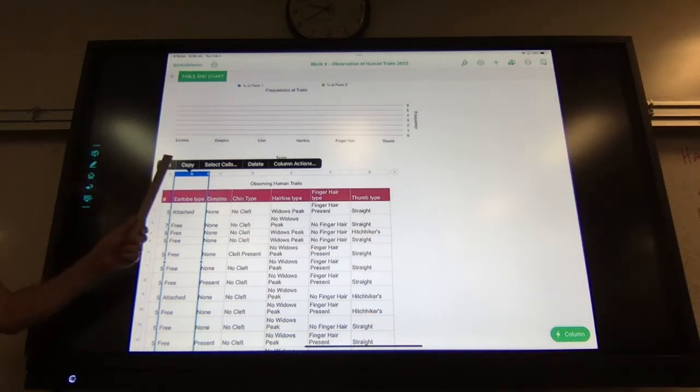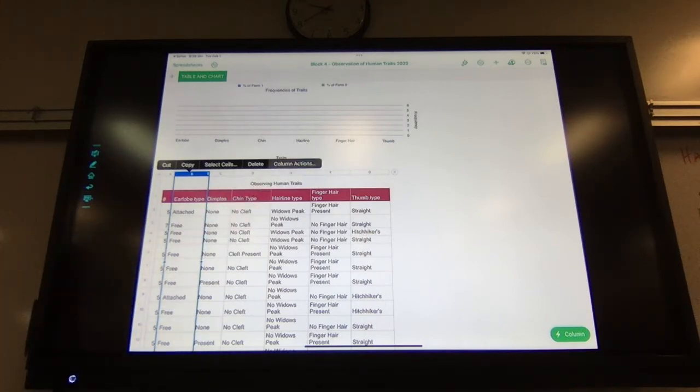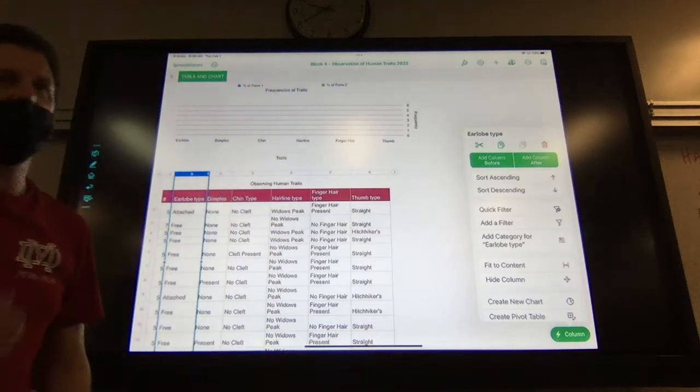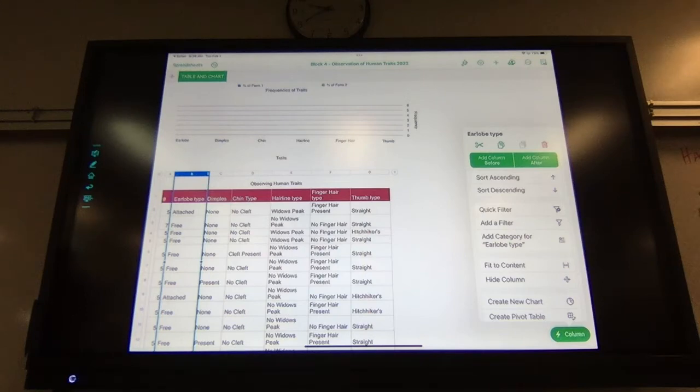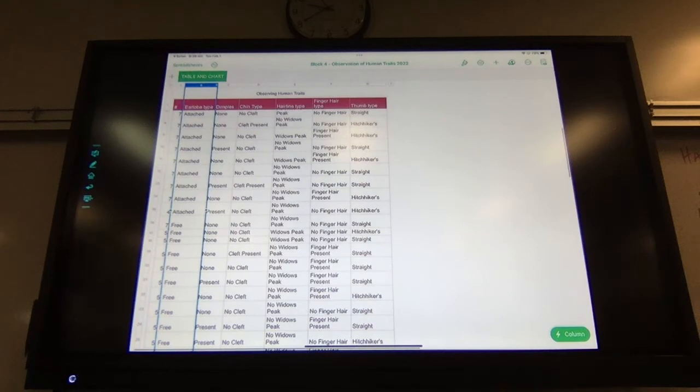So after you click on the letter B, you get a menu pop up, and we're going to click Column Actions, and we're going to sort. And you guys are block 4, so you'll pop up first. So I'm going to click on Sort Ascending. Oh, we're going to do that second. We sorted ascending on earlobe attached. So A comes before F for free. So now we have all of the ones attached together.